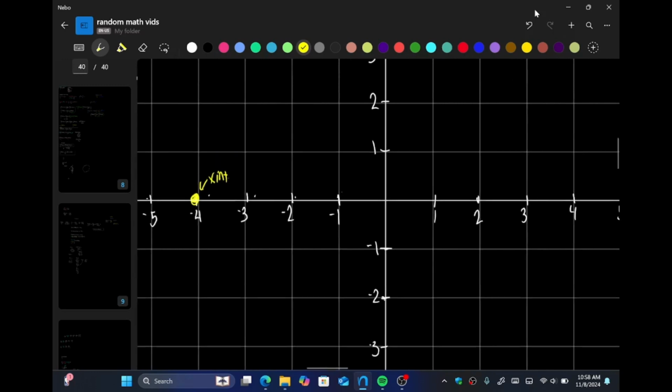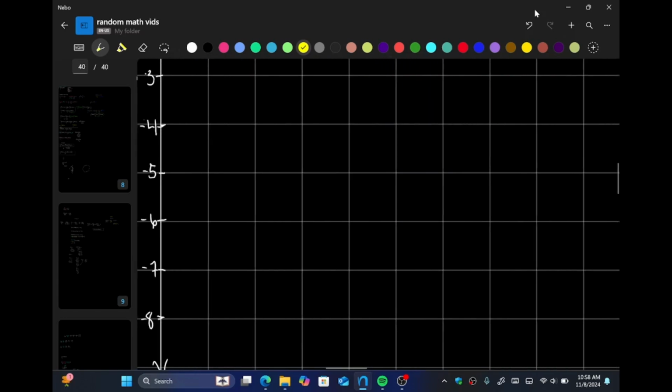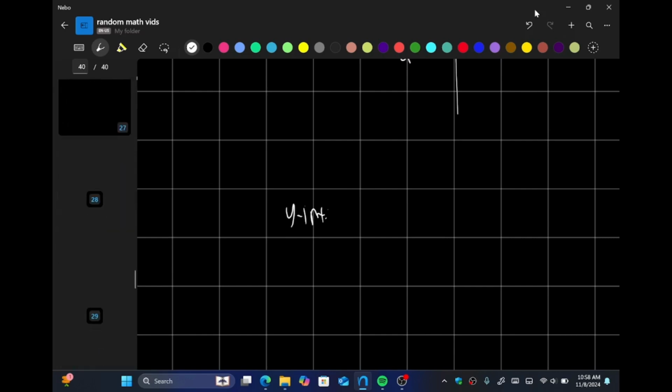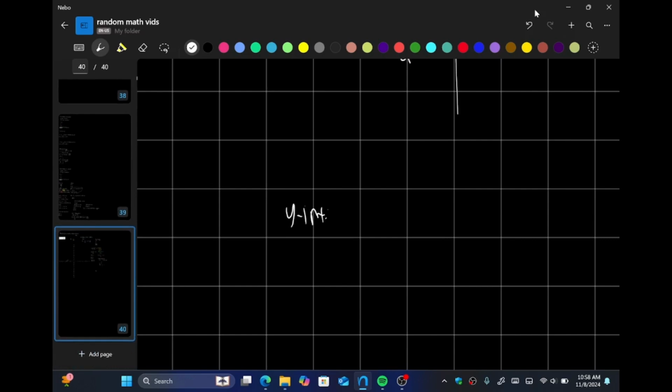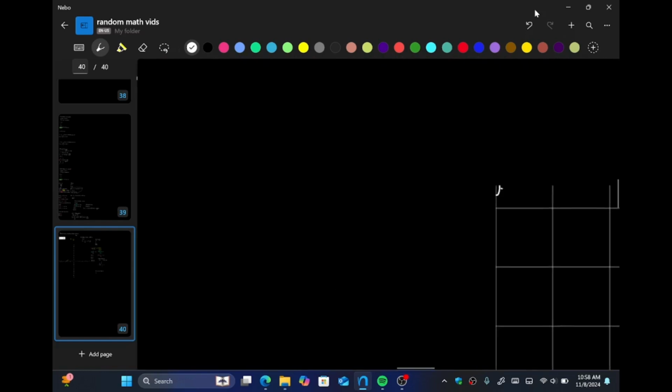Okay. Now we're going to find the y-intercept. Let me scroll down right quick. The y-intercept means set x equal to 0 and solve for y. So y equals negative x plus 4 over x plus 2.